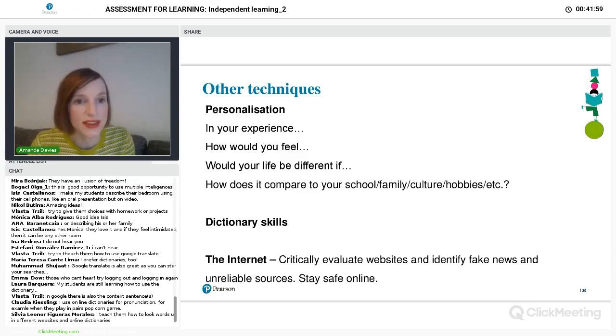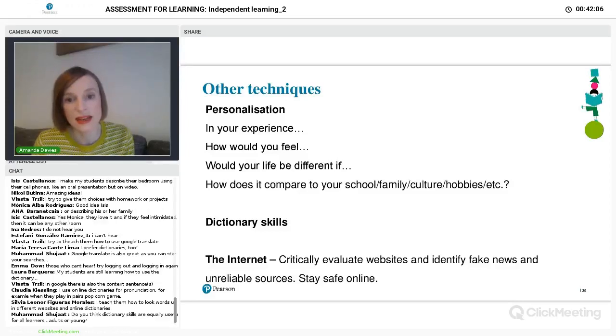Okay, so quite a lot of people doing that already, which is great. As well as teaching students how to use a dictionary, then I think it's worth spending time in lessons teaching students how to use the internet responsibly and safely.